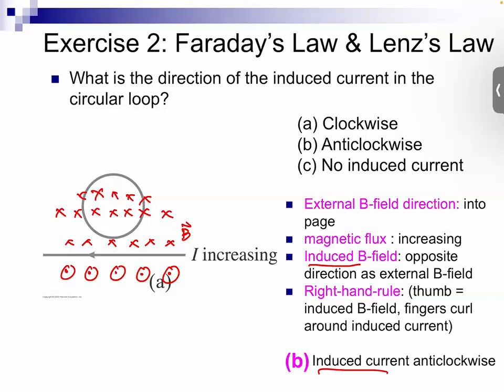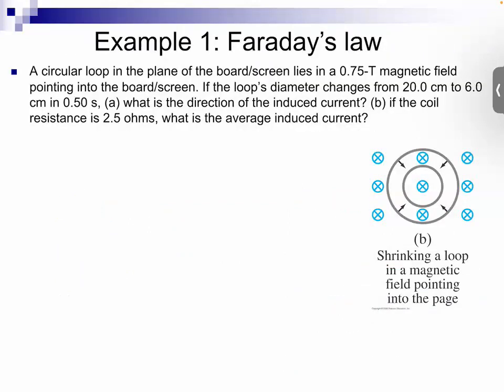Okay, so what we've been doing so far is finding the directions. Now here is a numerical example that will help us know how to calculate how much voltage is created. So you have here a circular loop in the plane, with magnetic field lines pointing into the page. The magnetic field is 0.75 Tesla, and the loop has a diameter initially of 20 centimeters.